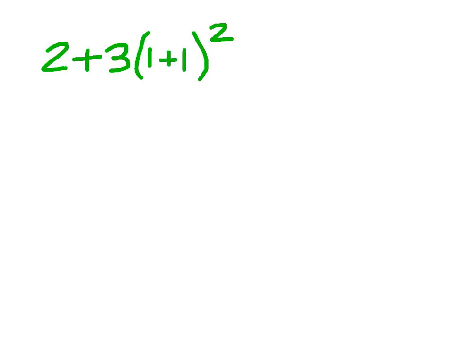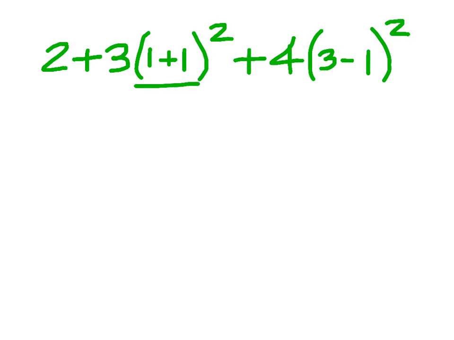A bonus problem while we're waiting on the practice. 2 plus 3 times the quantity squared of 1 plus 1, close the quantity, and then plus 4 times the quantity squared of 3 minus 1.